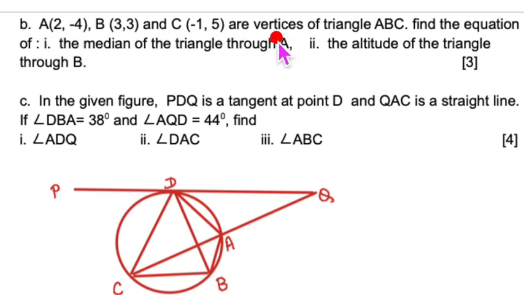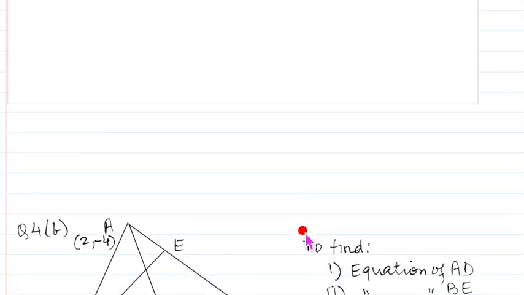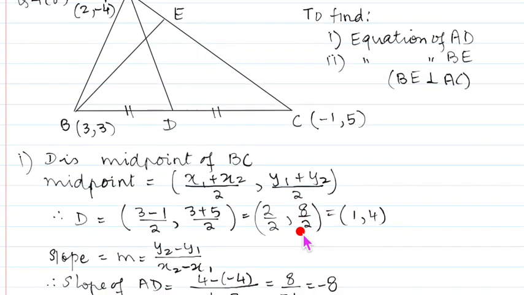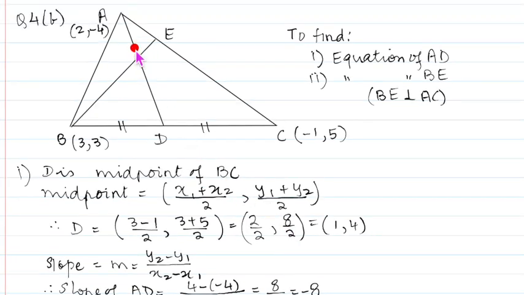A, B, C are the vertices of triangle A, B, C. Find the equation of number 1, the median of the triangle through A and the altitude of the triangle through B. So first tip is to draw the diagram. So here we have the diagram. We have to get the median from A. So I have marked this as D. These are equal, BD and DC. And then we have to find altitude BE.